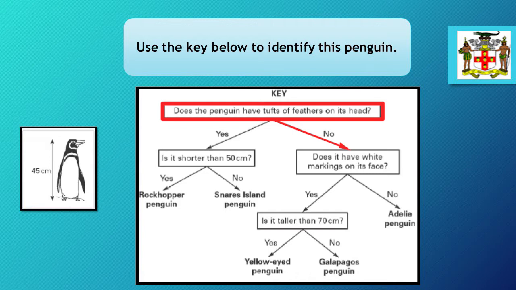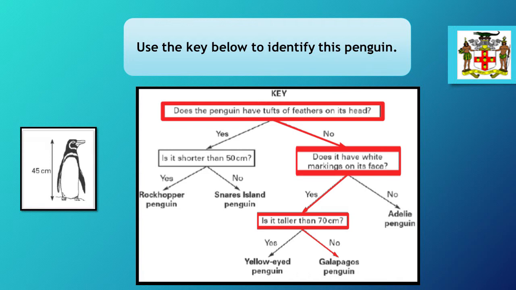And then our next question says, does it have white markings on its face? Did we see white markings? Yes. So we follow the arrow that says yes. And then we're told, based on the diagram, that this penguin is 45 centimeters. So the question, is it taller than 70 centimeters? Our answer would be no.